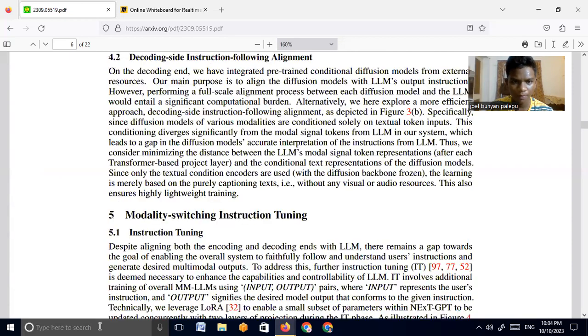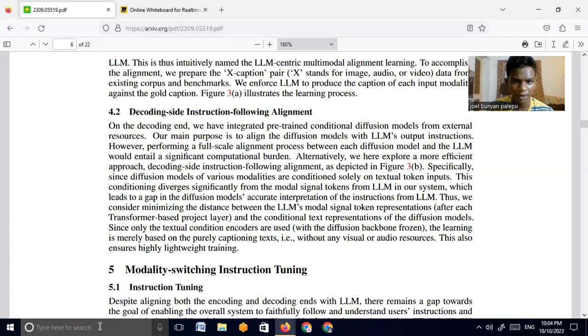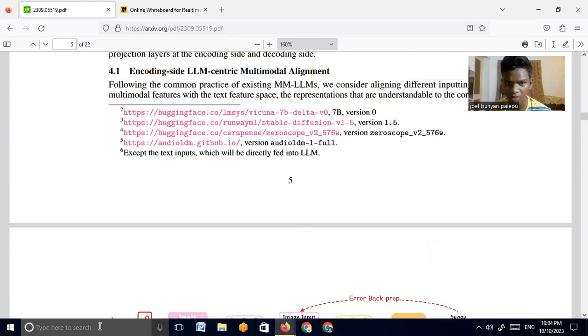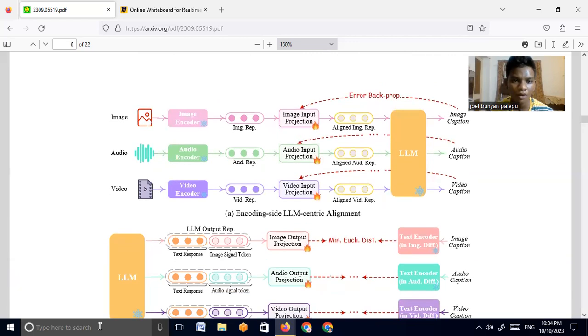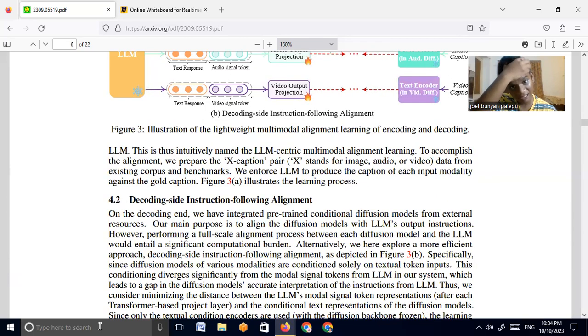I'll just go to this part, alignment, and we'll read through it and try to understand what this is. So following the common practice of existing LLMs, we consider aligning different inputting multimodal features with the text feature space, the representations that are understandable to the core LLM. This is thus intuitively named the LLM-centric multimodal alignment learning. To accomplish this alignment, we prepare the X-caption pair, where X stands for image, audio, or video data from existing corpus and benchmarks. We enforce the LLM to produce a caption of each input modality against the gold caption.